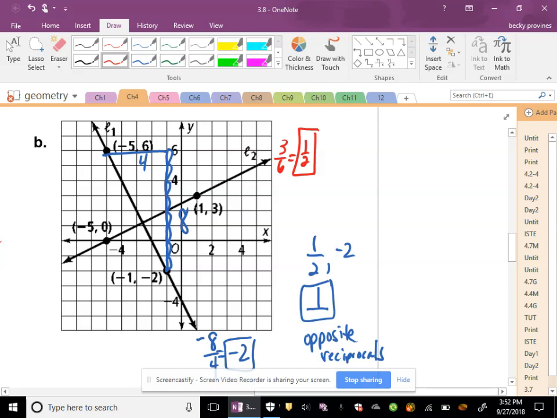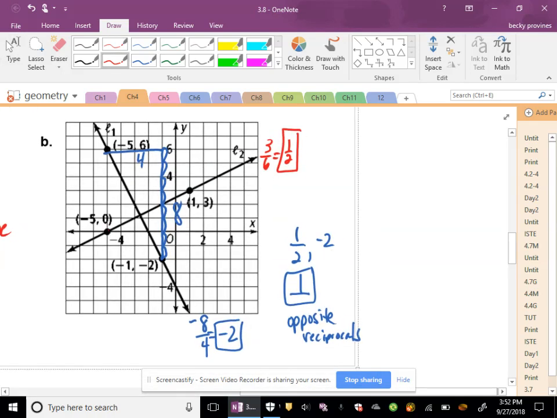now you can't just guess, you have to back it up with numbers. So this one, I think I had previously erased it. I just went up and over and I counted up 1, 2, 3, over 1, 2, 3, 4, 5, 6. So 3/6, it's positive, reduces to 1/2. On the other line, I start at the bottom point and I go up and then to the left. I counted up 8/4, and it is negative, and I reduce it to get -2. So when you have a half and a -2 together, that is perpendicular because they are opposite reciprocals.